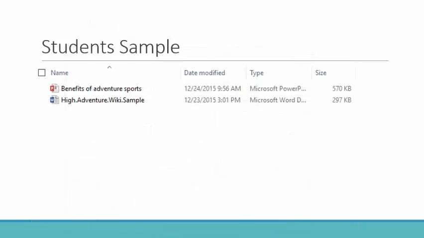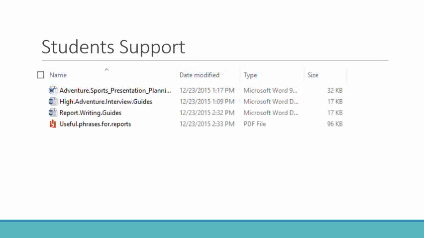And I'm also providing my students some samples that I created myself, which are the final presentation and the weekly sample. It will help students understand more about what they have to do in their presentation as well as their weekly site. The next folder in my portfolio is the student support.